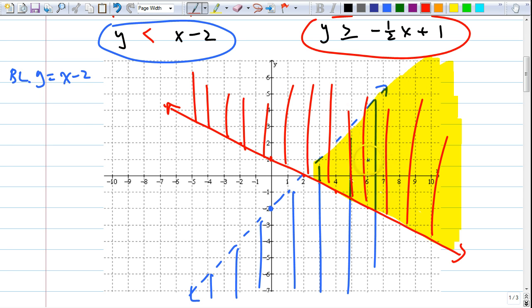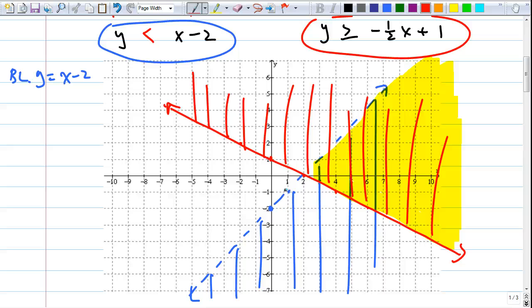Let me ask you this. Now I want you all to think about this. What about where the two boundary lines intersect? What about at 2, 0? Would that point be a solution? How many people say yes? A couple of you. How many people say no? You guys are correct. It is not going to be a solution.